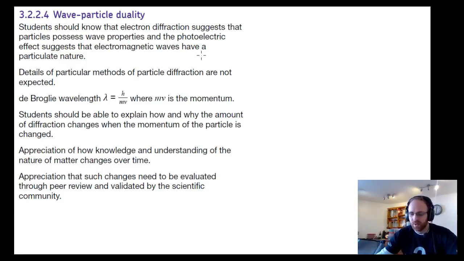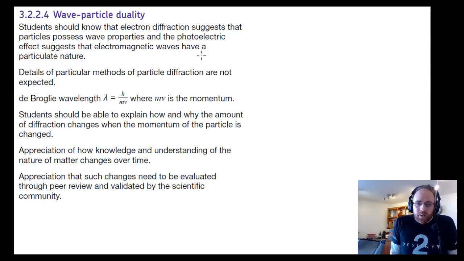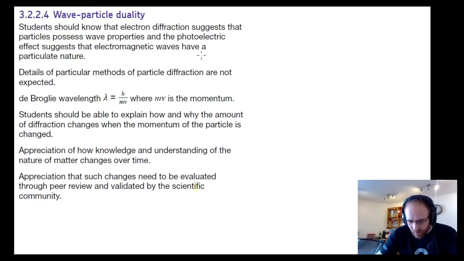So, wave-particle duality. We said earlier on when we were talking about photons that photons are a model for light, and our other model for light is wave. So it can be a wave and it can be a particle. In fact, all particles also have wave-like properties, and all waves have particle-like properties. So you should know that electron diffraction suggests particles possess wave properties. Okay, let's have a look at that.